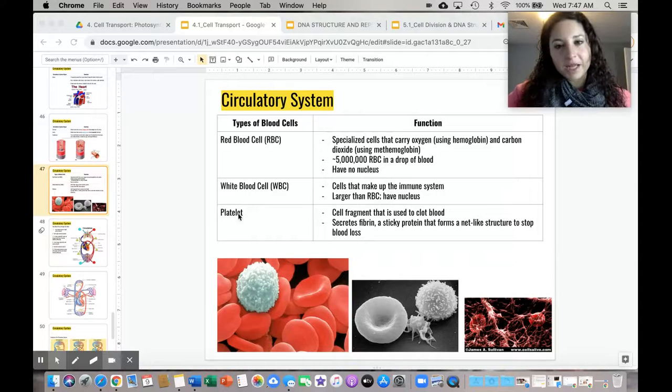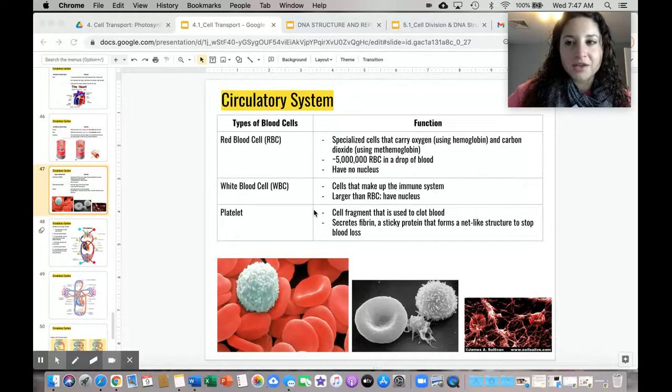The last type of blood cell is a platelet, and these are cell fragments, so sort of like old red blood cells or old white blood cells, and they are used to create blood clots. So if you ever get a scab, that scab is made out of platelets. It's clotting your blood, it's stopping you from bleeding.